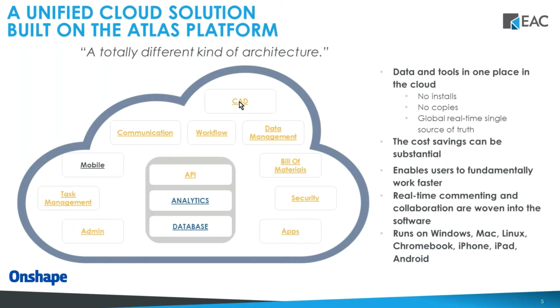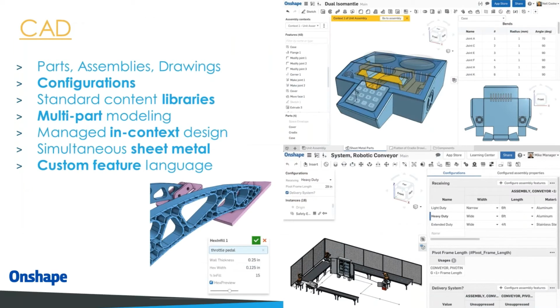Let's talk about CAD to begin with. Onshape has CAD capabilities that allow us to create parts, assemblies, and drawings. We can do configurations, and we have standard libraries where we can access information on commonly used parts. It is also a multi-part, or multi-body, modeling system. With this type of architecture we can take advantage of a lot to make us more efficient and to do things in a unique way.